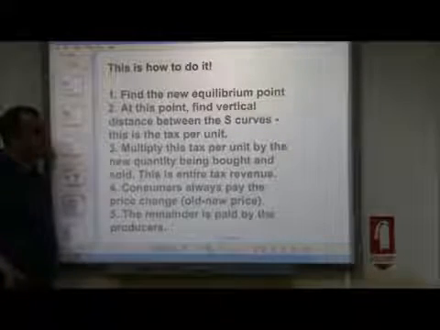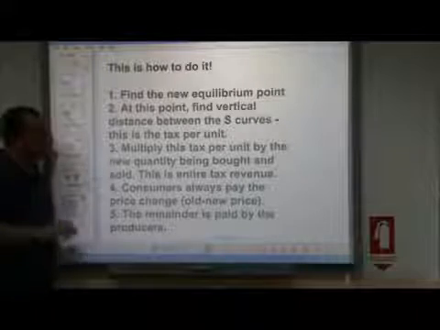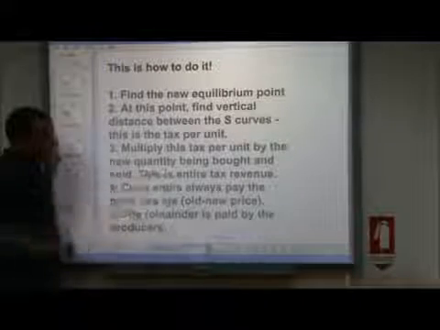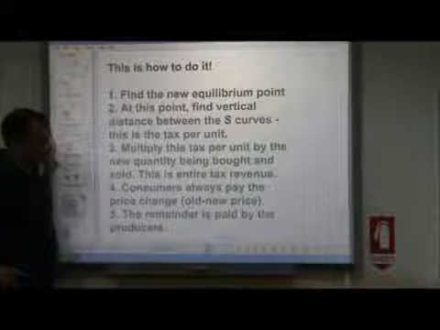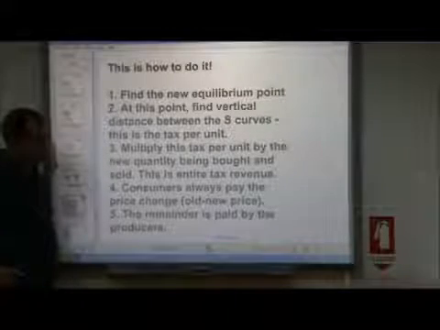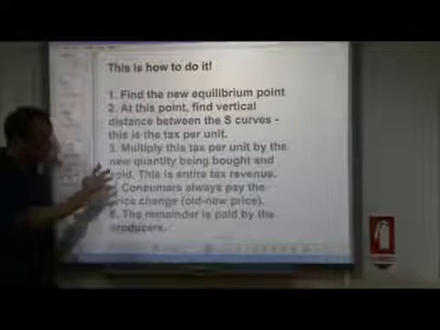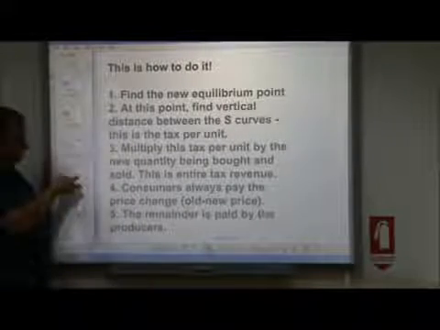And then how do you split between consumers and producers? Well, remember, the consumers always pay the price change, the difference between the old and the new price. The remainder is paid by the producers. I'm going to take these words and I'm going to squash them to one side of the page. There, same words, but let's explore this now.